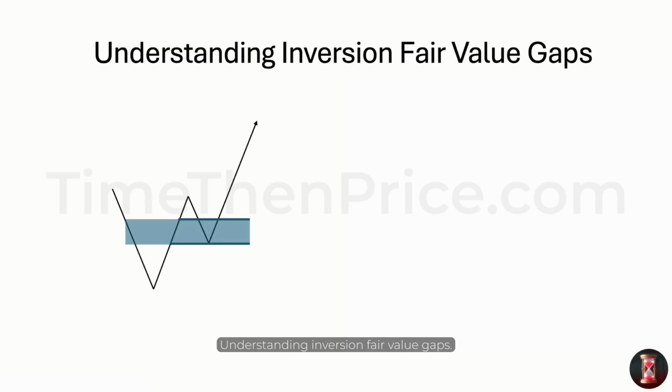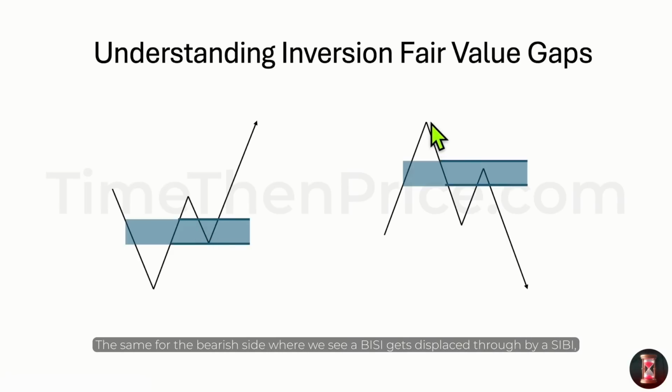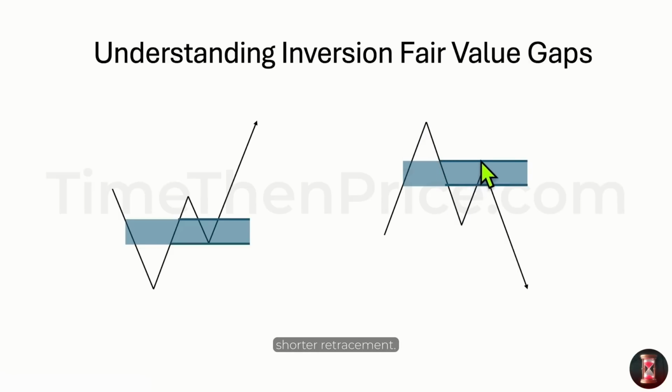Understanding inversion for value gaps. Nowadays, many people trade based upon inversion for value gaps. They're looking, for example, for a CB to get displaced through by a BC, and they buy the retracement into that BC. That right there is how the majority of people understand balanced price ranges. The same for the bearish side, where we see a BC get displaced through by a CB, then a retracement, and shorter retracement. That is the overall thought process.